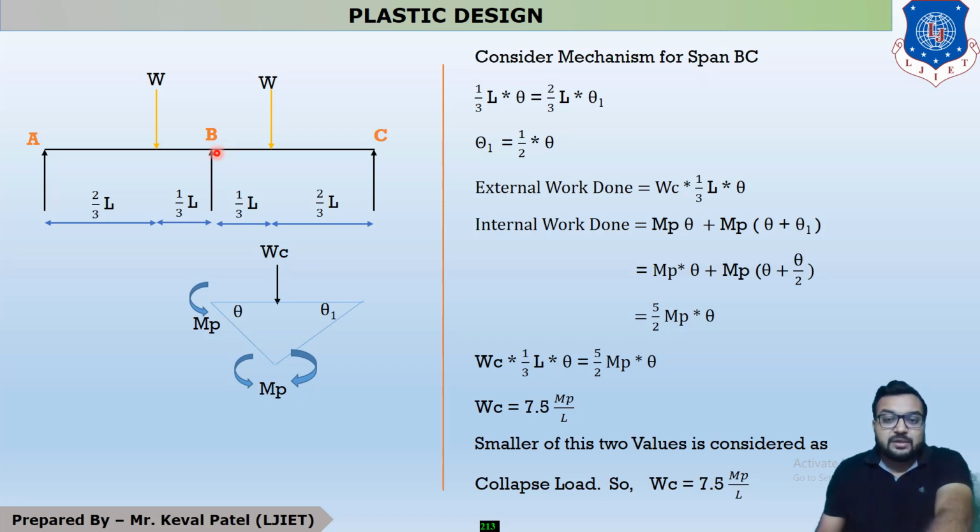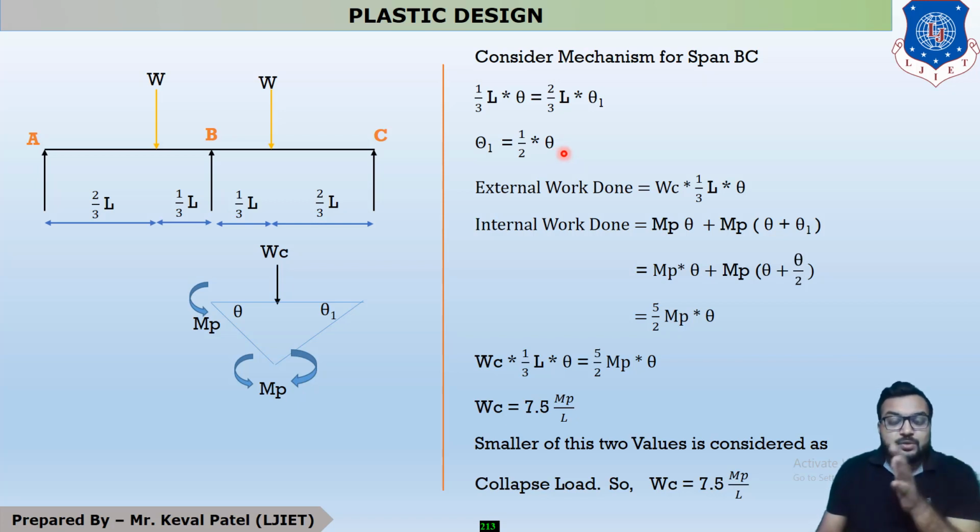Okay. Now we are moving further to the consideration of the mechanism for span BC. There is one relation, which is A theta is equal to B theta 1. So 1 by 3 into L theta is equal to 2 by 3 of L into theta 1. Now your theta 1 is equal to 1 by 2 into theta. So there is a relationship between theta 1 and theta.